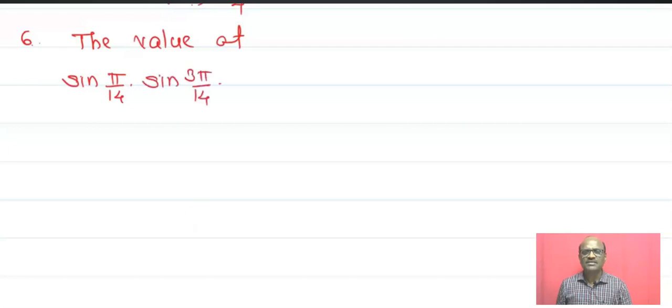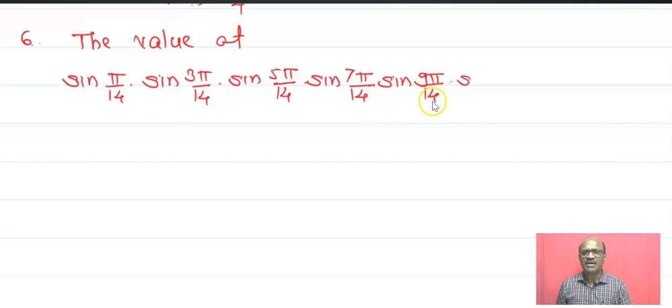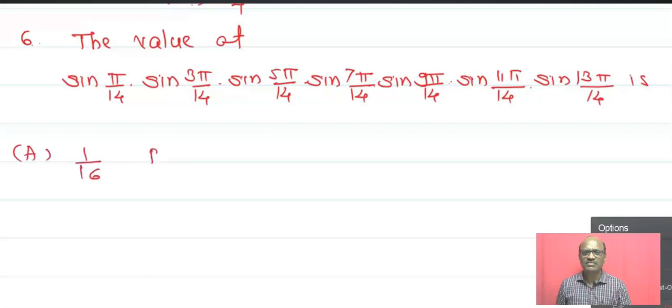Now question number 6. The value of sine of pi by 14, sine of 3 pi by 14, sine of 5 pi by 14, sine of 7 pi by 14, sine of 9 pi by 14, sine of 11 pi by 14 into sine of 13 pi by 14. What is its value?